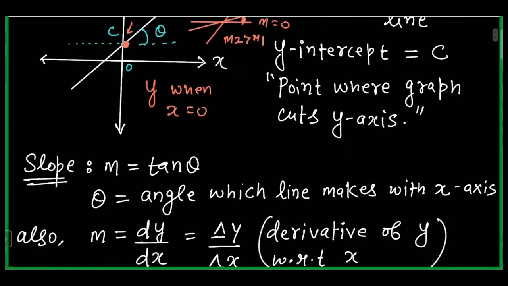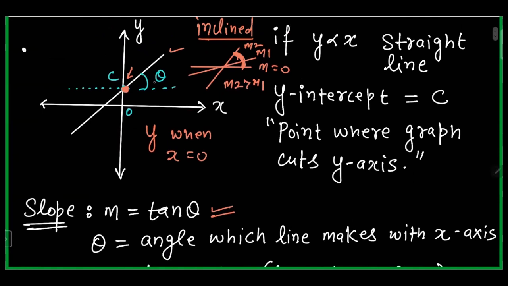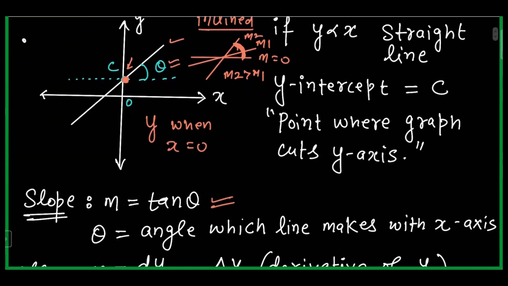So how can we define slope? The number one way to define slope is m equals tan theta. So your slope is equal to tan of theta. And what is theta here? As I mentioned, theta is the angle which your line is making with the x-axis. You can clearly see the theta angle in the graph. So if your line is making theta angle with the x-axis, then your slope will be tan theta. That is the simplest thing that you should remember.